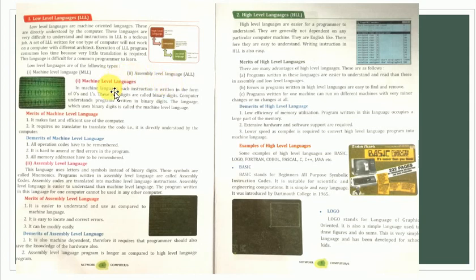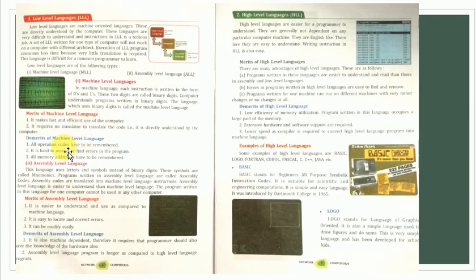So what is machine language? Machine language is a language which instructs in the form of zeros and ones. Zeros and ones are called binary, so it is also called binary. And what are the merits of machine level language? Merits means advantages. It makes fast and efficient work. The second one is that it requires a translator to translate the code.